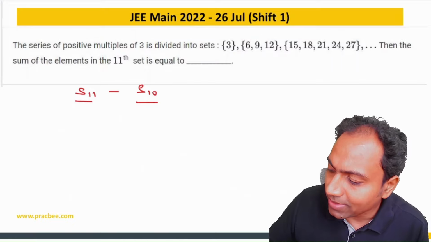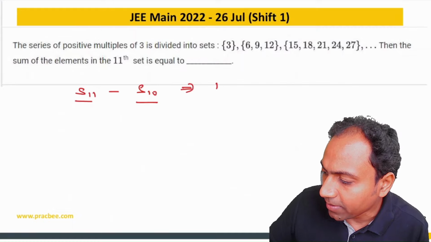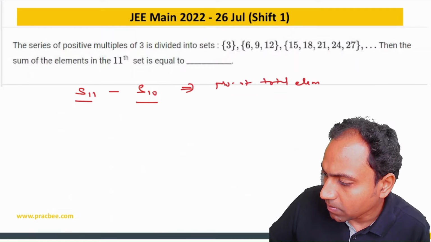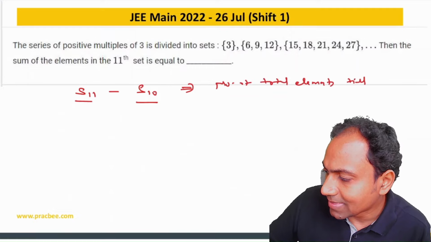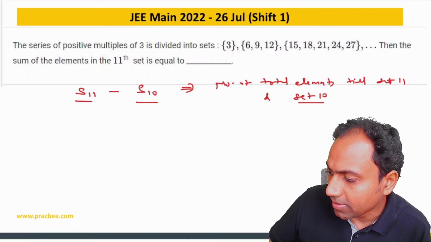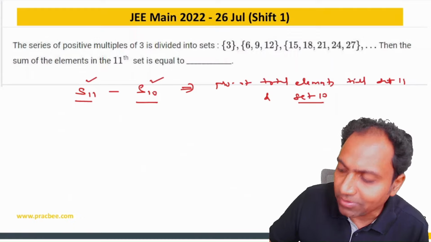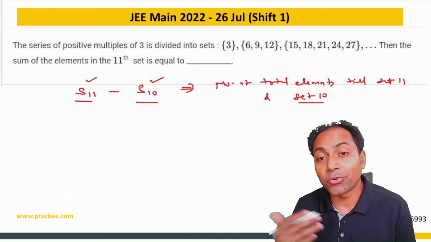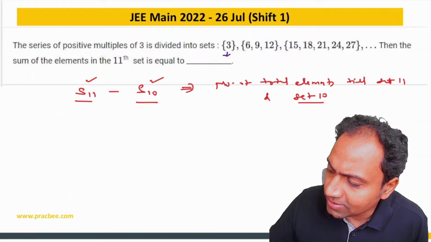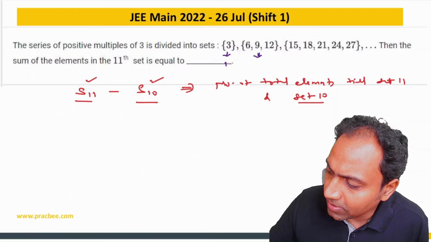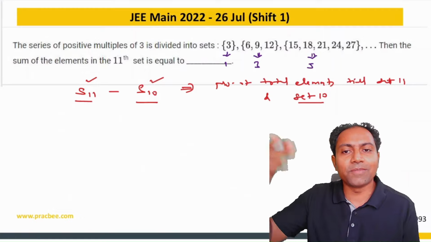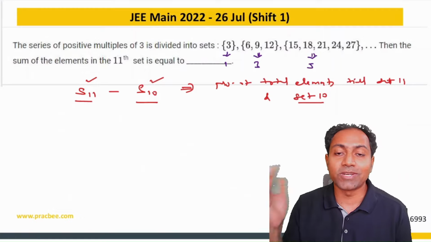So now in order to get this, the other challenge is we need to find the number of total elements till set 11 and set 10. And set 10 will be important for finding the second term and 11 will be important for finding the first term. Now how to do that? If you closely observe, the number of elements in the first set is nothing but 1, in the second set is nothing but 3, in the third set is nothing but 5. So you can see that the number of elements in every set is nothing but an odd number, so it is also an AP.